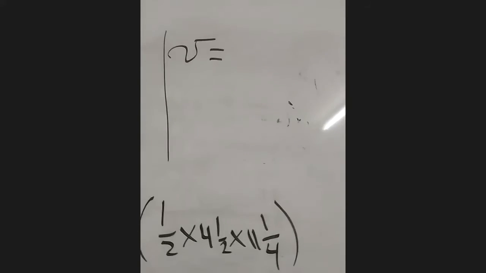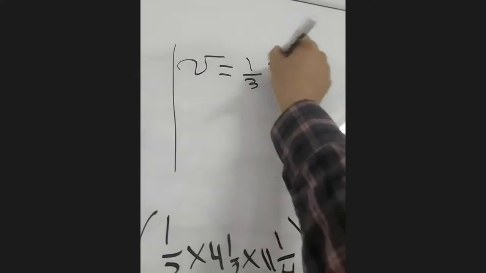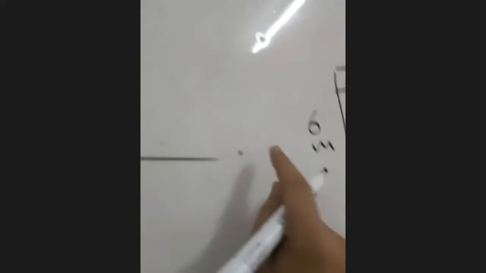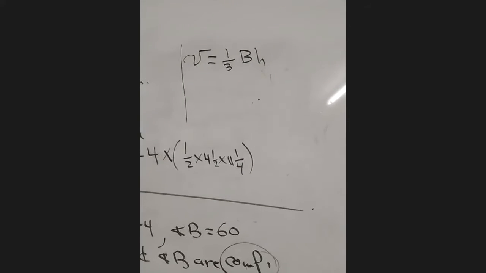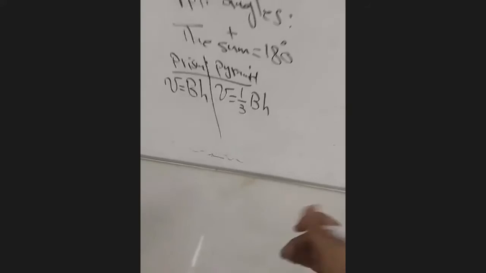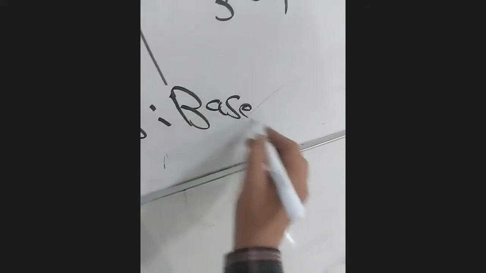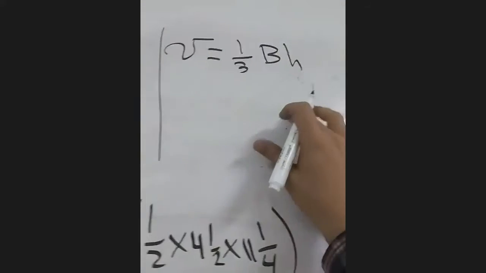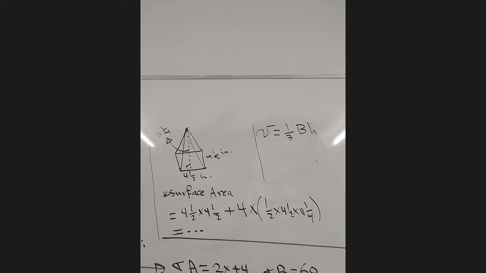Now the volume of the pyramid is always 1 over 3 big BH, not small b, because b here means the base. No, I'm talking about big B. What's the big B? How many times have we said that big B is the base area? A lot. What's the base here? 4 and 1 over 2.